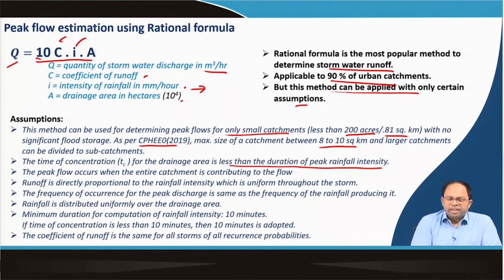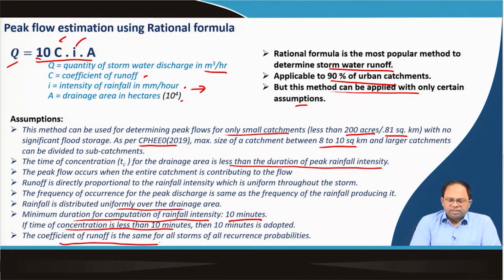The peak flow occurs when the entire catchment is contributing to the flow. So, this is another assumption, partial effect is not considered. Runoff is directly proportional to the rainfall intensity, which is uniform throughout the storm. The frequency of occurrence of peak discharge is the same as the frequency of rainfall producing it. Rainfall is distributed uniformly over the surface drainage area. The minimum duration of computation of rainfall intensity is 10 minutes. We cannot go with a time of concentration less than 10 minutes. So, at least that much rainfall has to be considered.